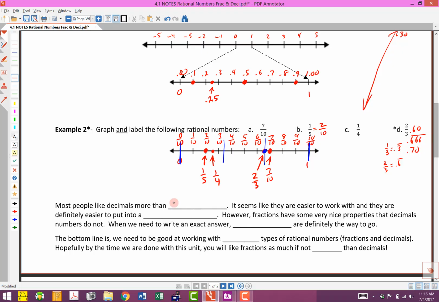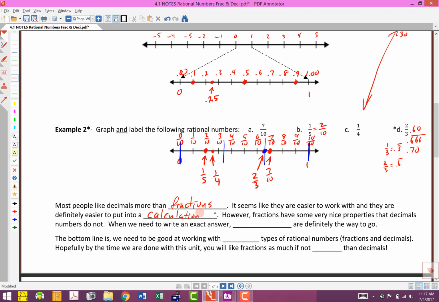Most people like decimals more than they like working with fractions. Okay, it's just kind of the way things are. They like working with decimals more than they like working with fractions, until they learn a little bit. It does seem like decimals are easier to work with, and they're definitely easier to put into a calculator. So decimals are really nice. They're easy to put into just about any calculator.